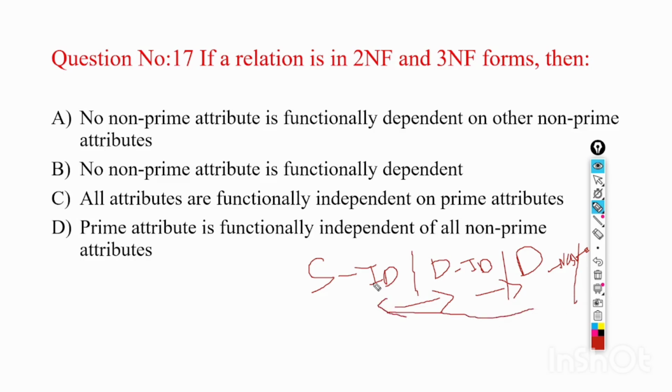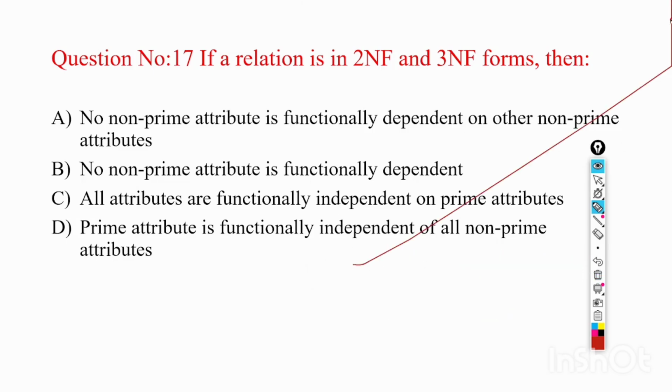There are three columns in a student table: student ID, department ID, and department name. Student ID depends upon department ID, and department ID depends upon department name. Here, department name indirectly depends upon the student ID. So this is nothing but the transitive dependency: a non-prime attribute depends upon another non-prime attribute.